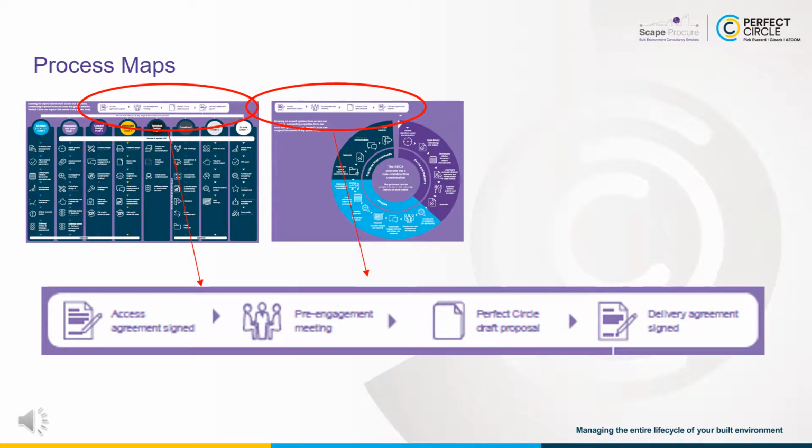Both of these process maps have the same stages at the front end, designed to ensure that a project is set up properly. This comprises of 4 gateways to ensuring that a project is set up to succeed, and this module will walk you through each of these and what you need to do.